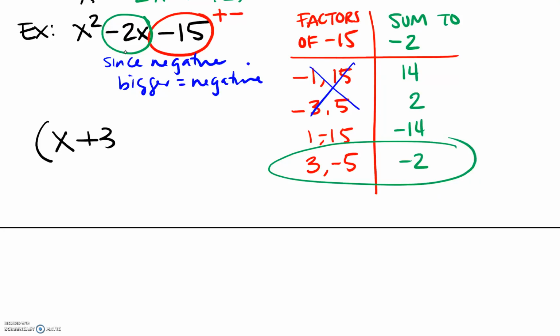x plus 3, x minus 5, I'm sure. They will multiply together to my negative 15. They will add together to my negative 2. This is perfect. So one more, and then I'm going to let you guys try a couple examples. So the last one I want to do as an example, let's do k squared minus 7k plus 10.